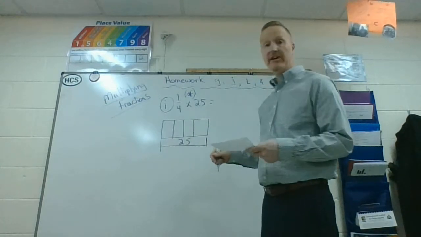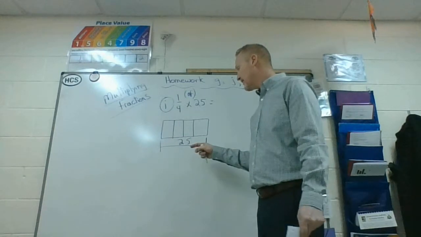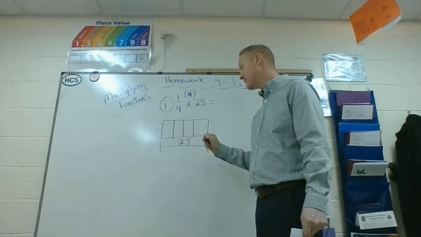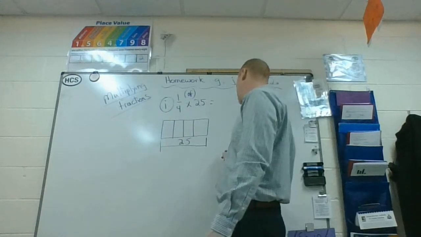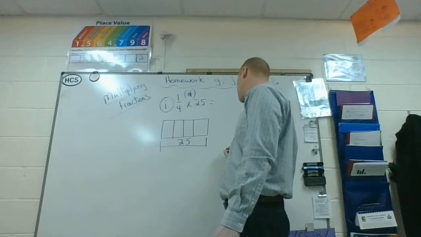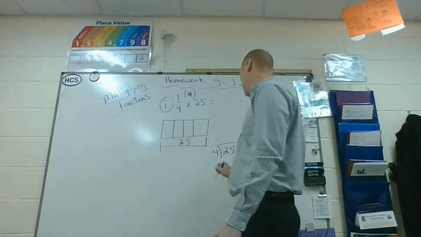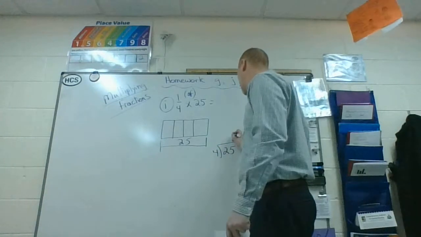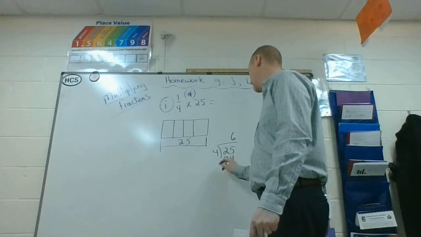So what I always tell the kids is, hey, you've got to divide, right? Because you have 25, and you've divided it up into 4 parts. So you need to find out what each one of these parts is worth. So 25 divided by those 4 parts. We'll do the math off to the side here. So 4 goes into 25 without going over 6 times. 6 times 4 is 24. And you're left with 1.